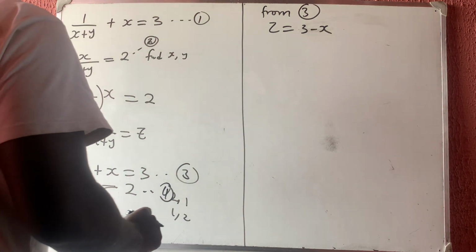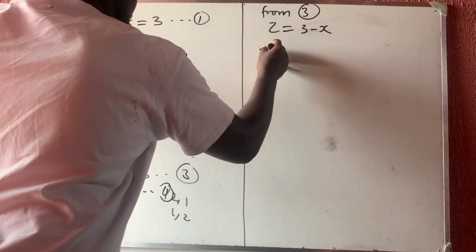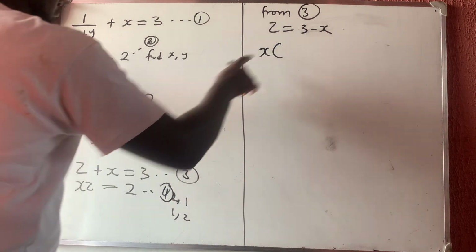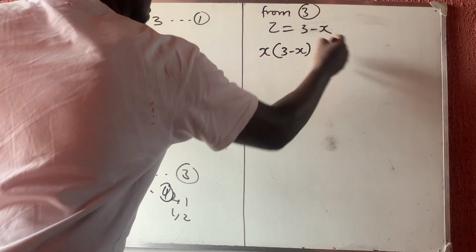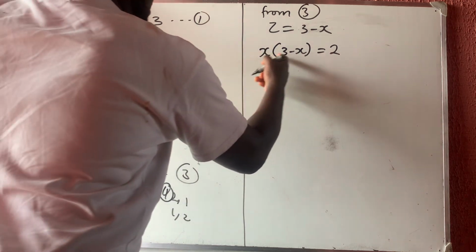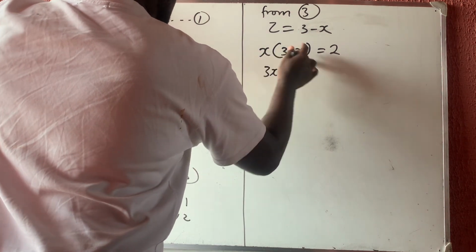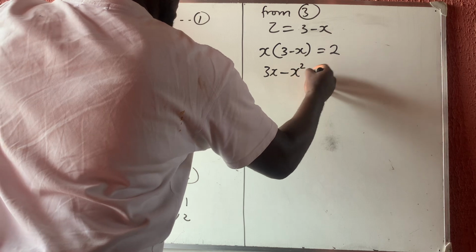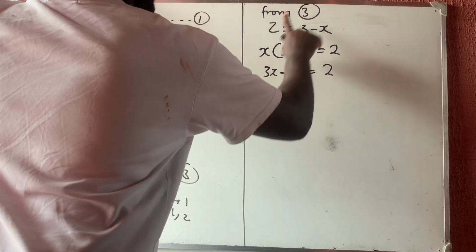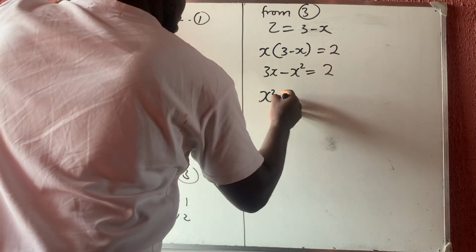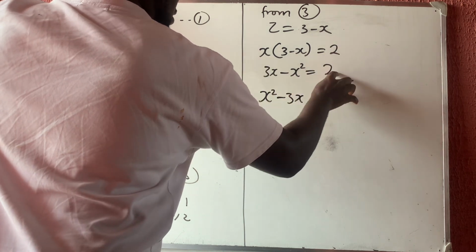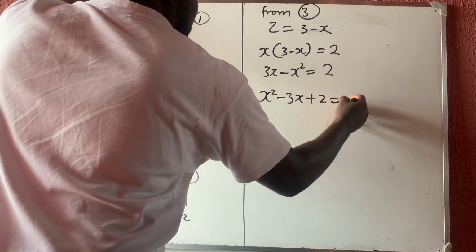If you substitute in equation 4, I'm going to have x in bracket of, instead of writing z, I'm going to put 3 minus x, is equal to 2. So what do we have? Clear the bracket. This gives you 3x minus x squared is equal to 2. Now let's move everybody to this side. I'm going to have x squared minus 3x plus 2 is equal to 0.